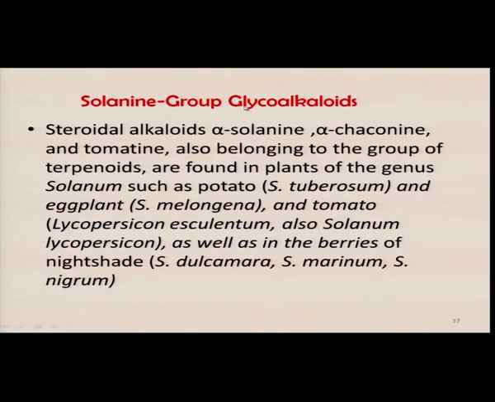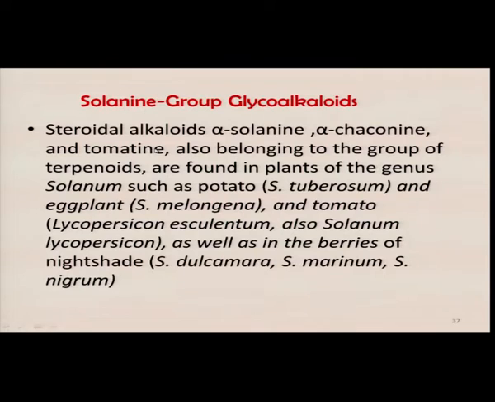The very well-known example, one of the well-known examples, are the solanin group of glycoalkaloids. As the name indicates, these are normally seen in the Solanaceae family. The steroidal alkaloids, the very famous among them, are alpha-solanin, alpha-chaconine and tomatine.